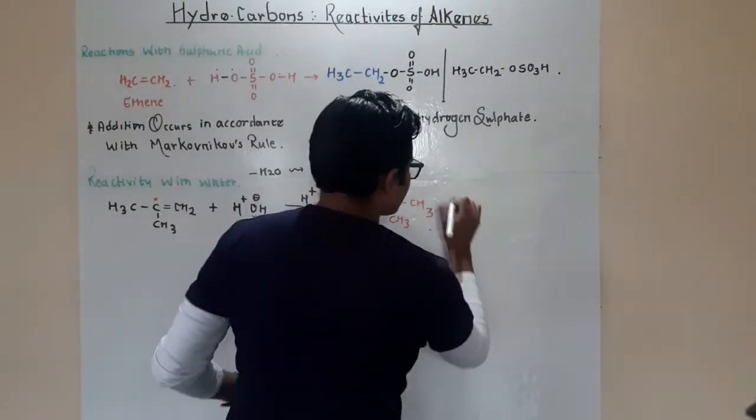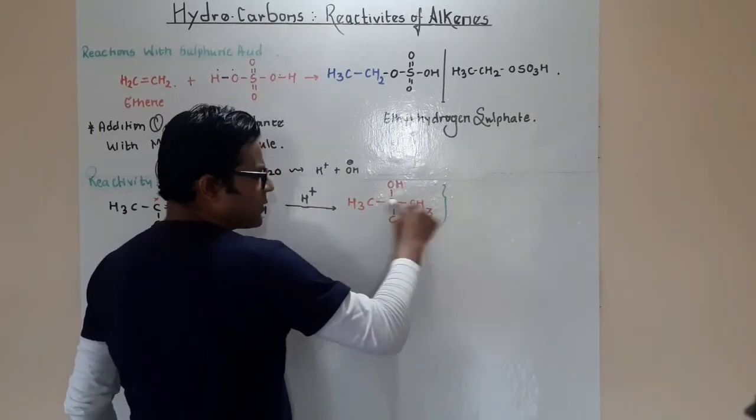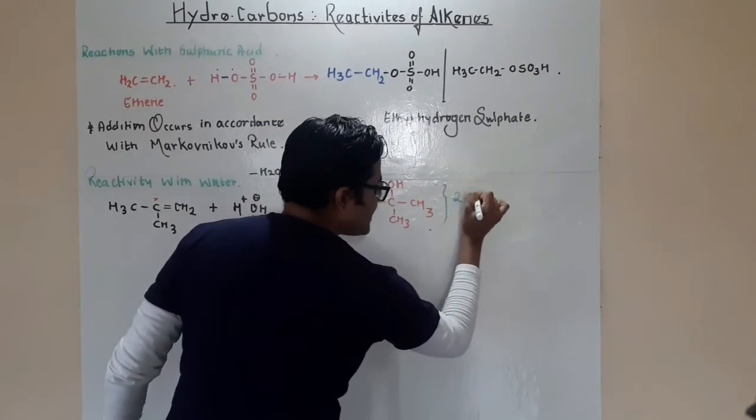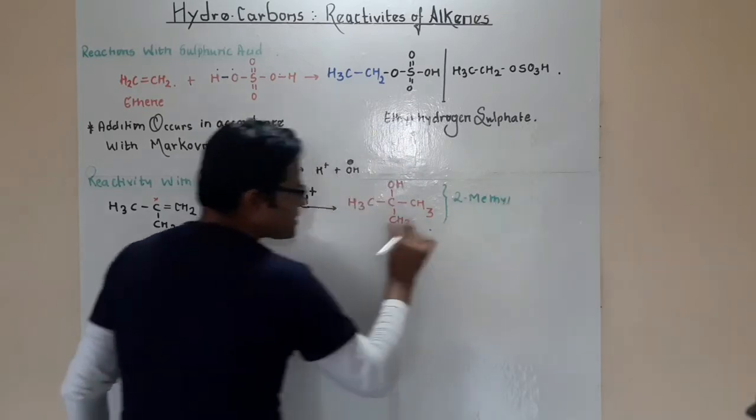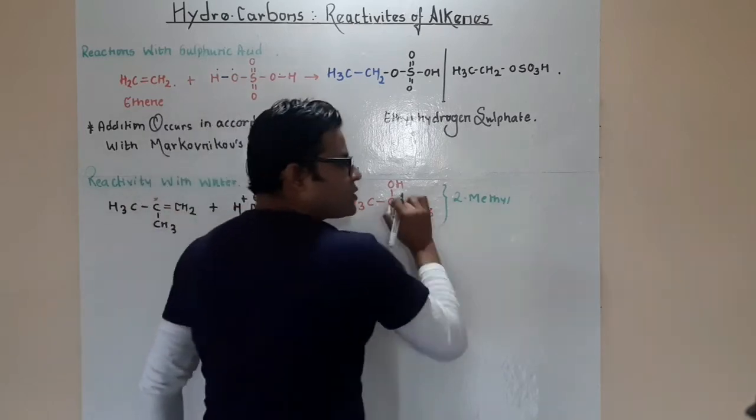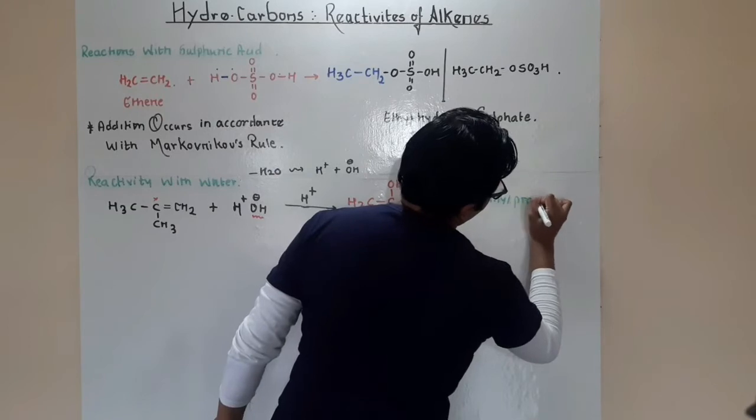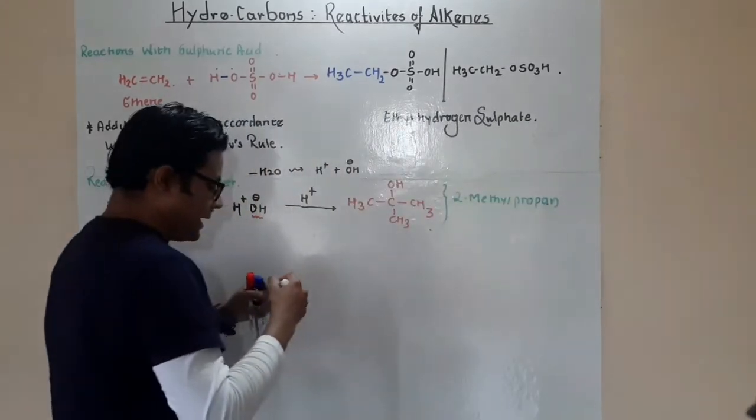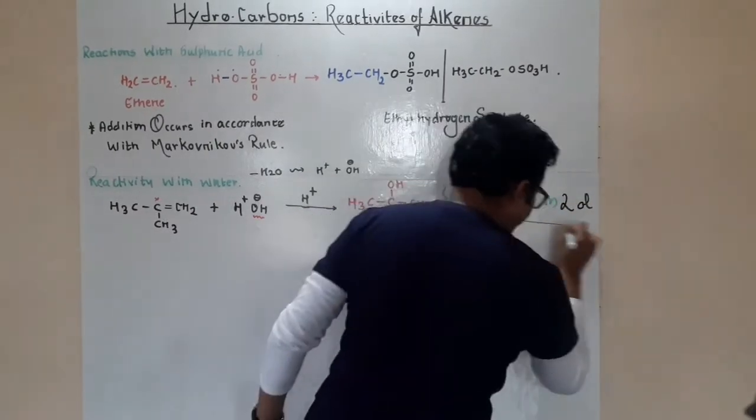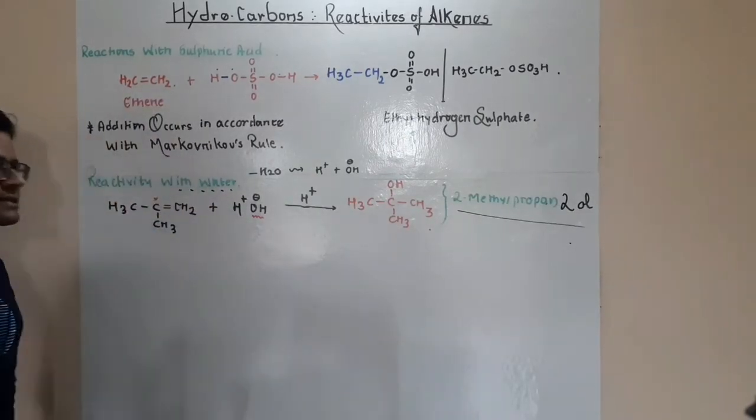So this is how it goes in accordance with Markovnikov's rule, right? Now the name of this: the longest possible carbon chain is in a straight way, 1, 2, 3, which means propane series. At position number 2, there is a methyl group, so I'll write it as 2-methyl propane-2-ol. Okay, so this is how the reactivity with water is concerned.